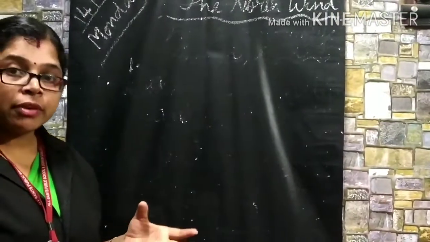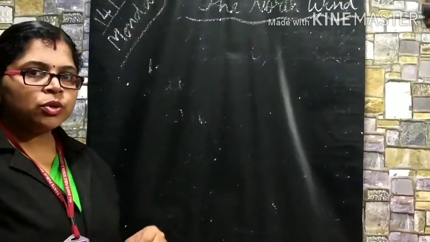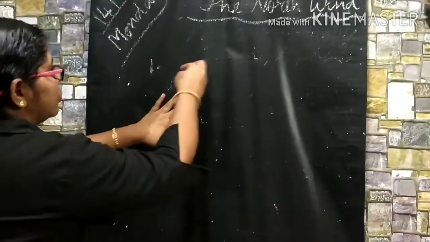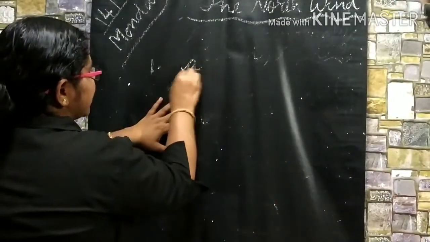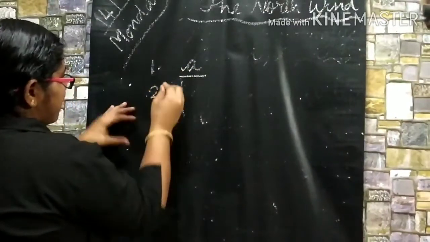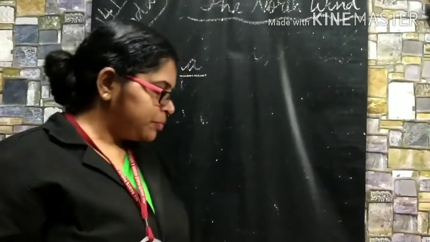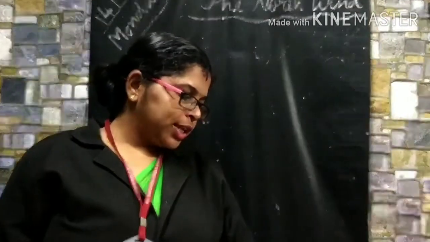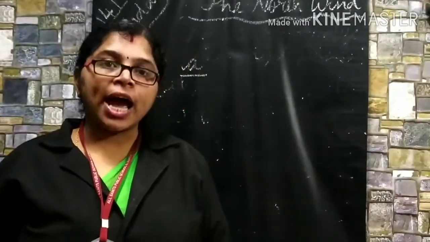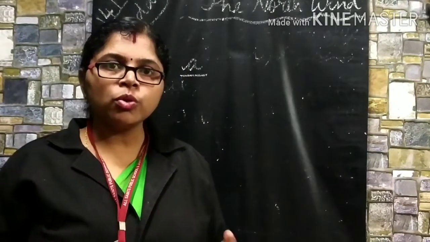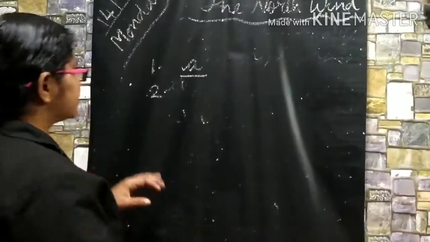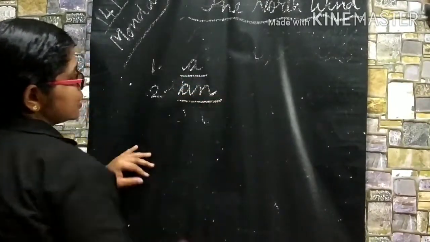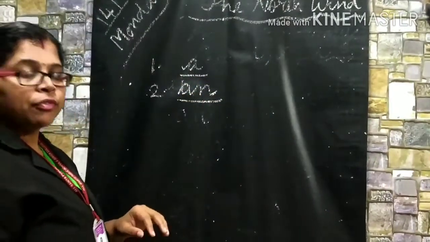Is B a vowel? No. So, only a bag of flour. So, first answer will be A. Next one. He scolded the north wind in dash angry voice. So, what will be the answer? In an angry voice. So, second answer is in an angry voice.